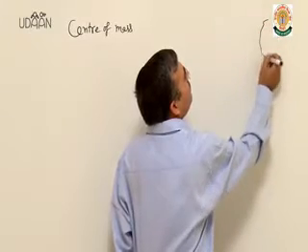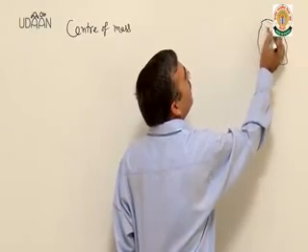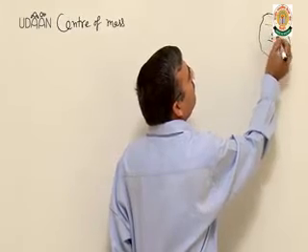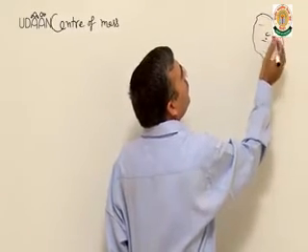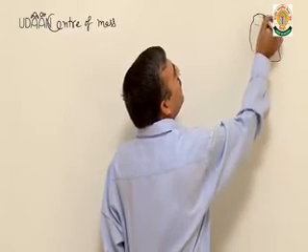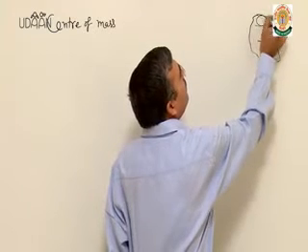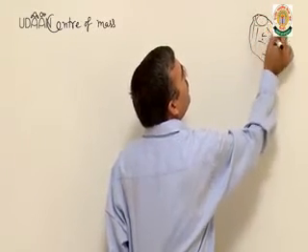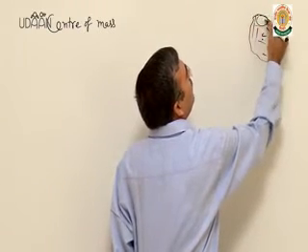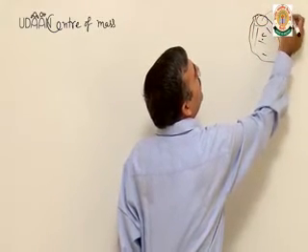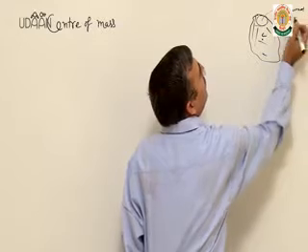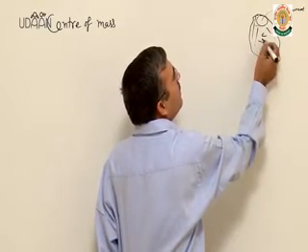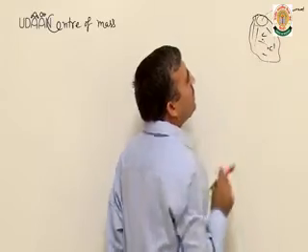Suppose it is any body, and the center of mass is here. We are removing some portion from it. We have removed it. Then the center of mass will shift somewhere here, C dash.